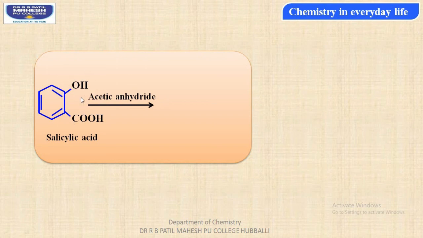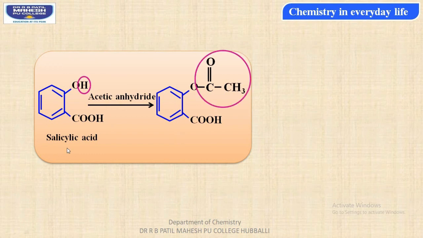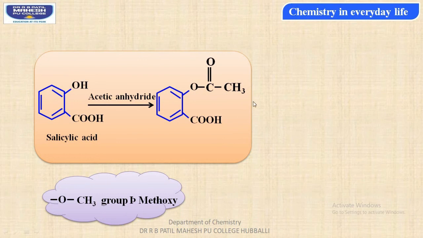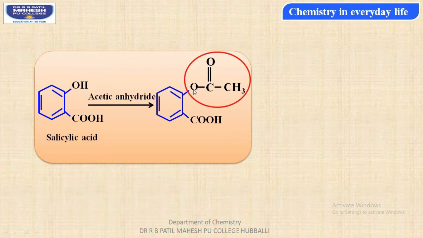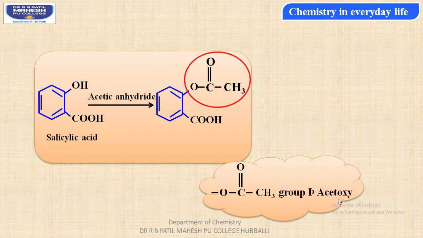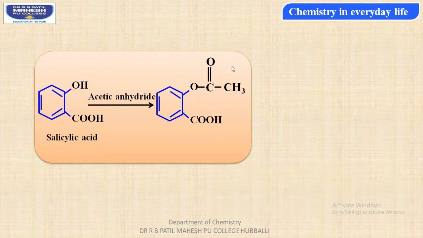In this case, when salicylic acid is reacted with acetic anhydride, removal of the phenolic hydrogen occurs and, replacing it with the acyl group, that is COCH3, we get the aspirin molecule. Thus, if you compare the molecules salicylic acid and aspirin, hydrogen has been replaced by the acyl group, that is CH3CO, by reacting with acetic anhydride. Thus, students, OCH3 is a methoxy group, whereas CH3C double bond O is an acetoxy group. In the aspirin molecule, we can see the acid group, carboxylic acid, and even the acetoxy group which is present.